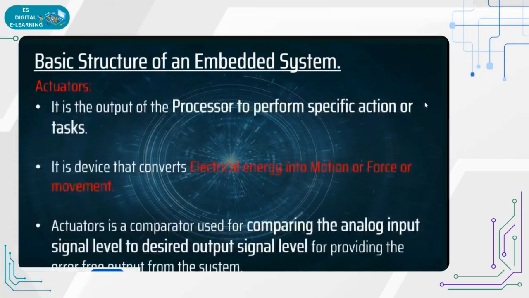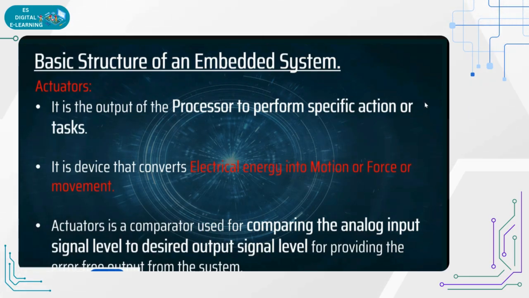We have actuators. So what is the actuator? In interviews they will ask you. An actuator is nothing but a device that converts electrical energy into motion, force or movement. Electrical energy is what we are supplying to the motor, so the motor gets some energy and starts rotating. That is the motion or force or movement. It will be the output of the microcontroller. Getting it right? So the actuator is the output of the processor to perform a special action or task.